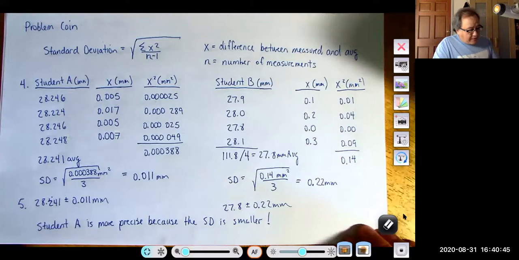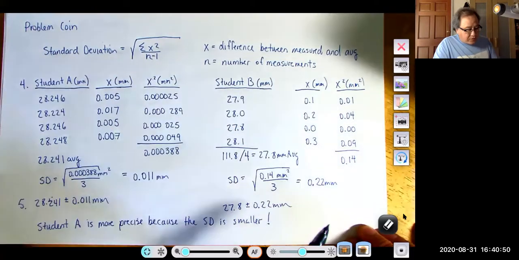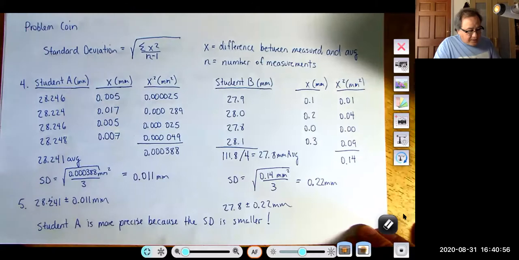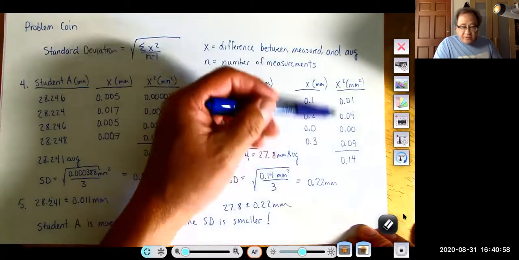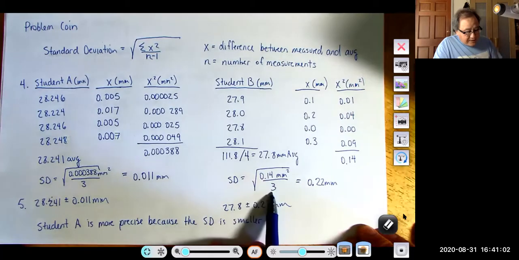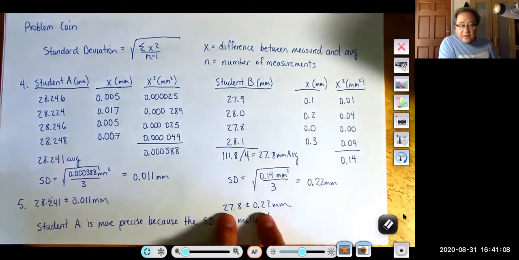Okay. For student B, we take a look. The differences are 0.1, 0.2, 0.0, and 0.3 respectively between the average and the measured value. When we square each of these and add them together, we get 0.14. Take that value, divide it by 3, take the square root, and we get 0.22 millimeters. So this would be, for student B, 27.8 plus or minus 0.22 millimeters.